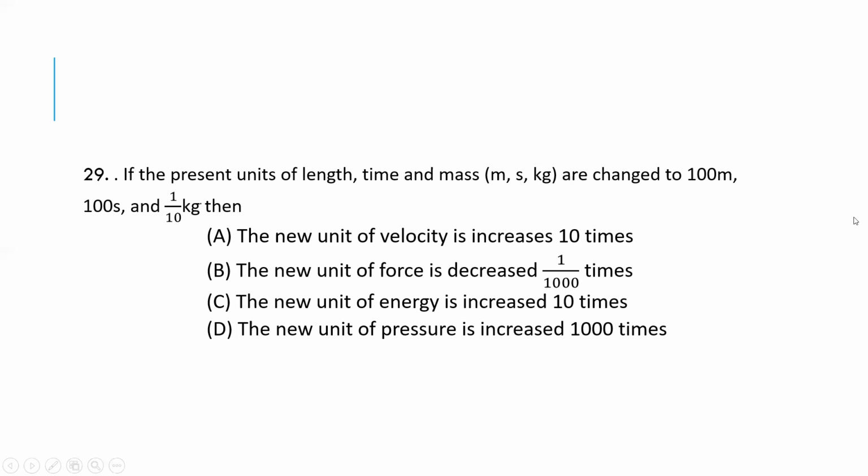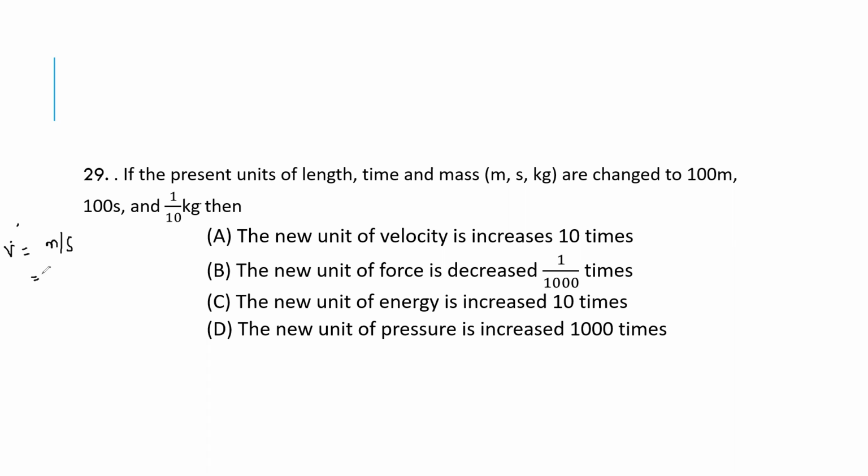The present units of length, time and mass are changed to new values: length is 100 meter, time is 100 second, and mass is 1 by 10 kg. So how to do this one? We know the unit of velocity. Here the unit of velocity is meter per second.